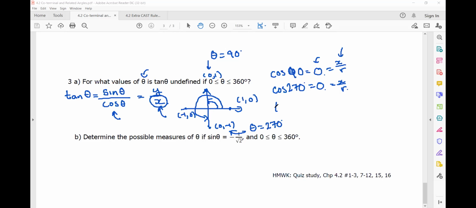In the same way, tangent is y over x. So any angle that has an x value of 0 is the same idea as the cosine. So there it is. The angles that make tangent undefined are going to be 90 and 270.